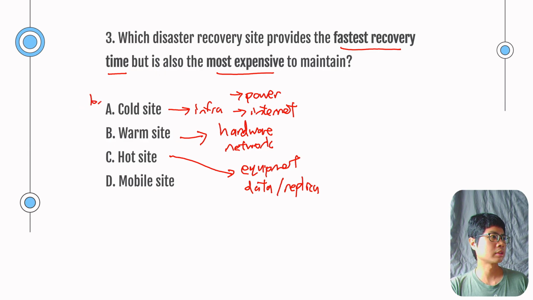The warm site would be faster, and the hot site would be the fastest. So it goes from longest to fastest, and obviously in terms of cost as well, this would be the cheapest, this would be more expensive, and this would be the most expensive of all. So for this question, we are looking at C.